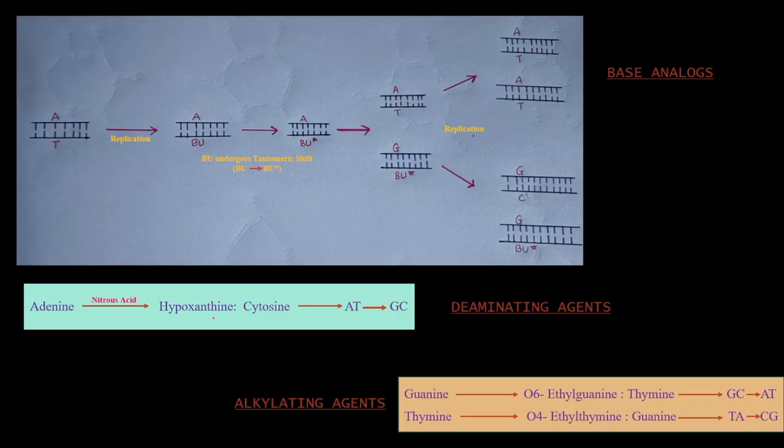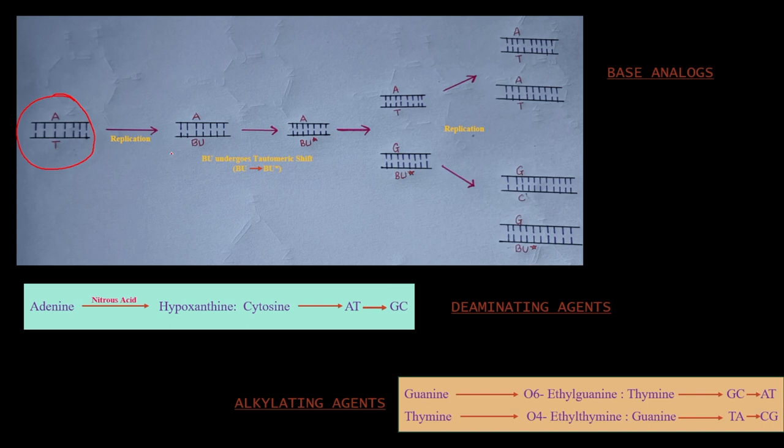So these are some of the effects. For example, if this is the DNA, right, how is the base analog actually causing the problem? So for example, this is the normal DNA, and you have the A, and in the corresponding template, you're going to have T.